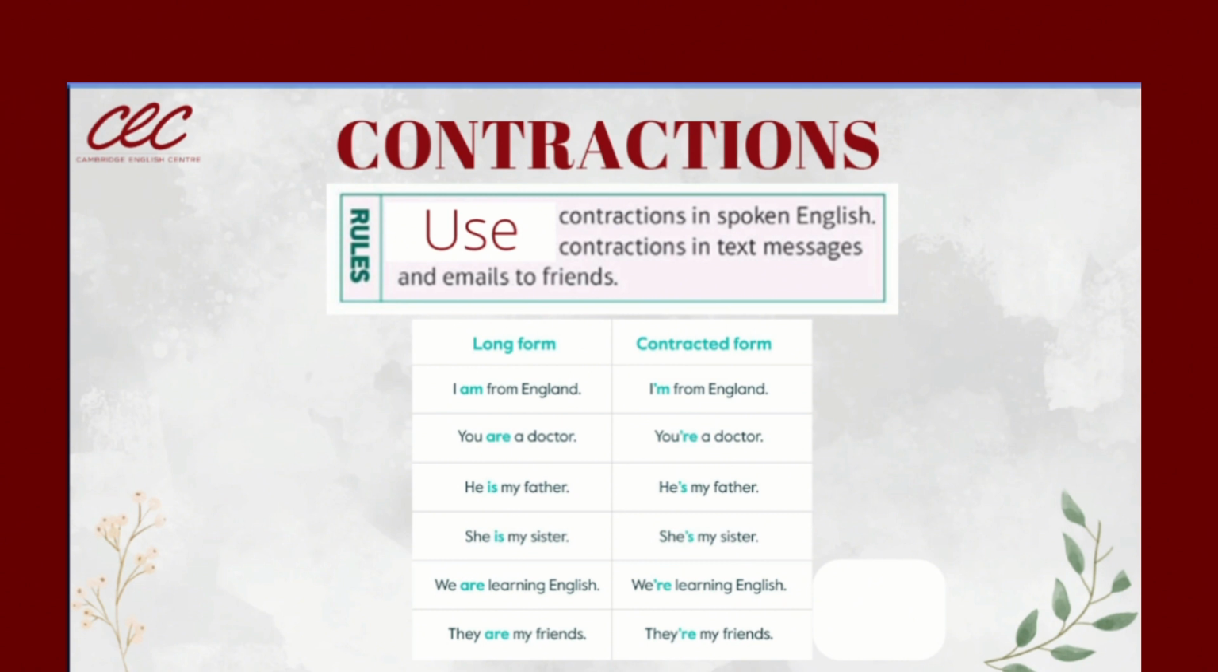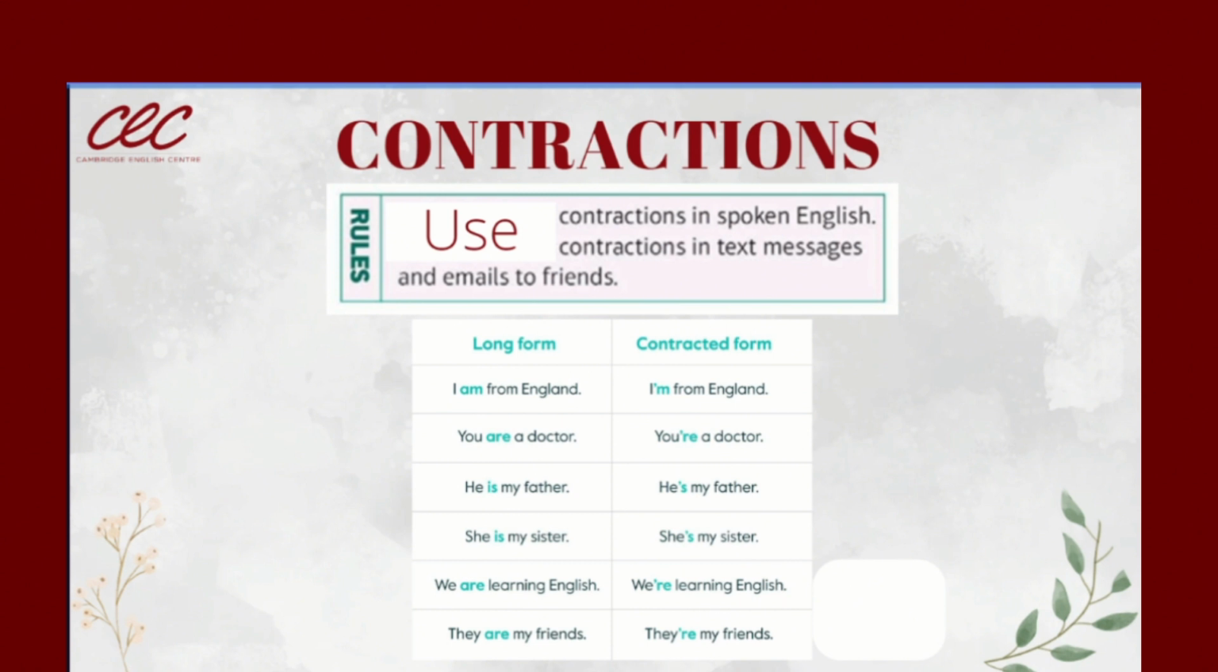We can also use contractions in text messages and emails to friends. Why does it say emails to friends? Because contractions, we use them in informal language. That is the key, okay? We use contractions when we are using an informal language, okay? Now, let's review the long form and the contracted form, okay?